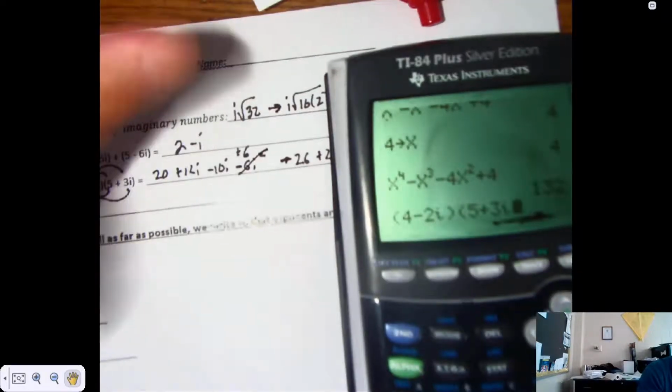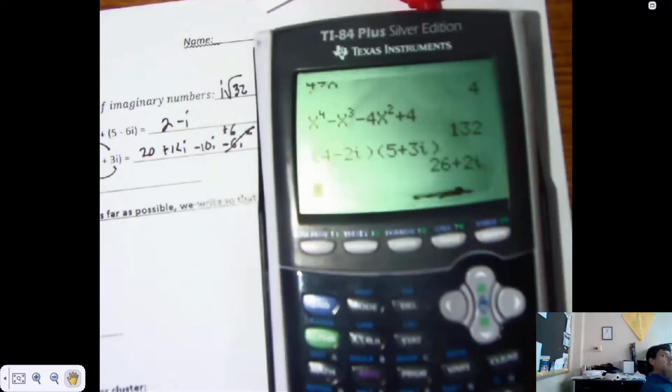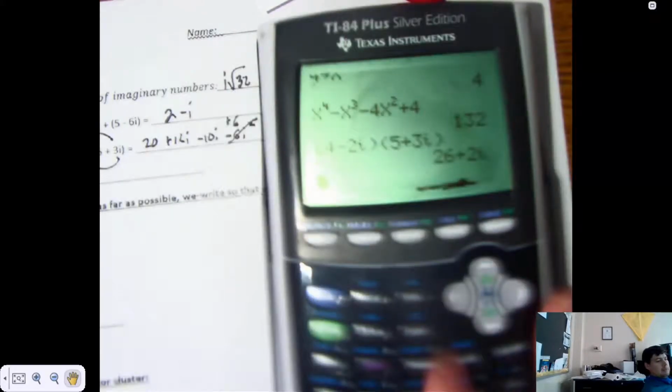When you do a problem like this on EOC, you don't have a calculator in front of you. It is not available to you. Plain and simple. It will be by hand. And it will be on your EOC. It's been on your EOC every year for a long, long time. 26 plus 2i. Check your work right now while you're young. Looks like we did it right.